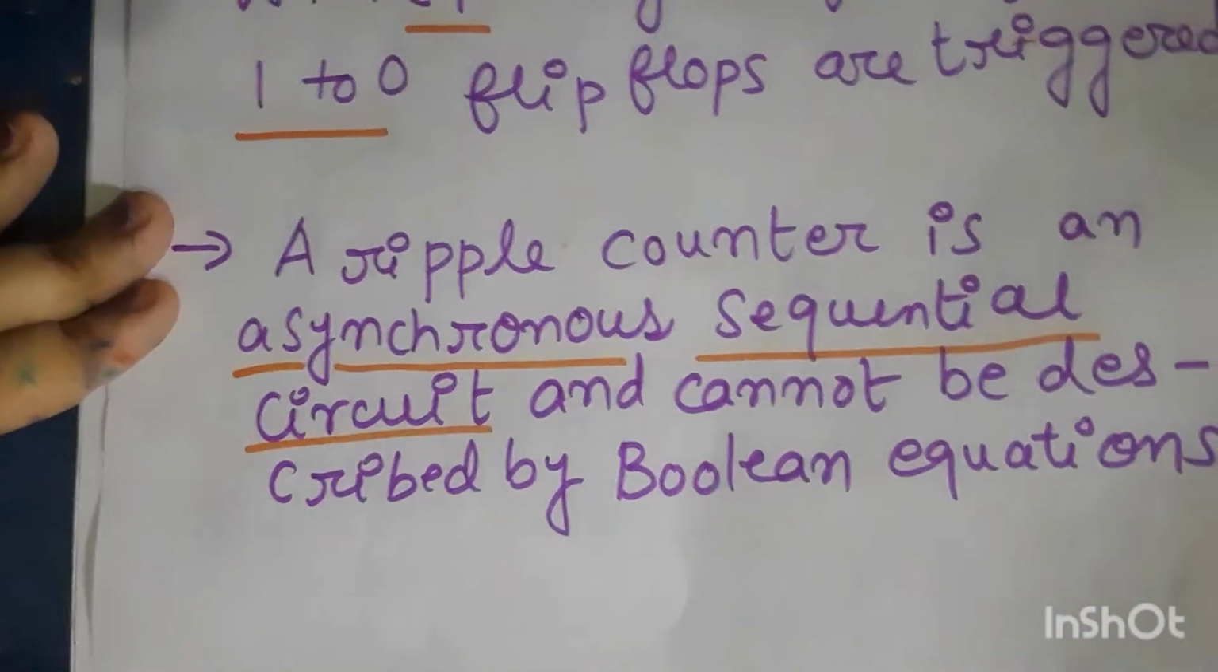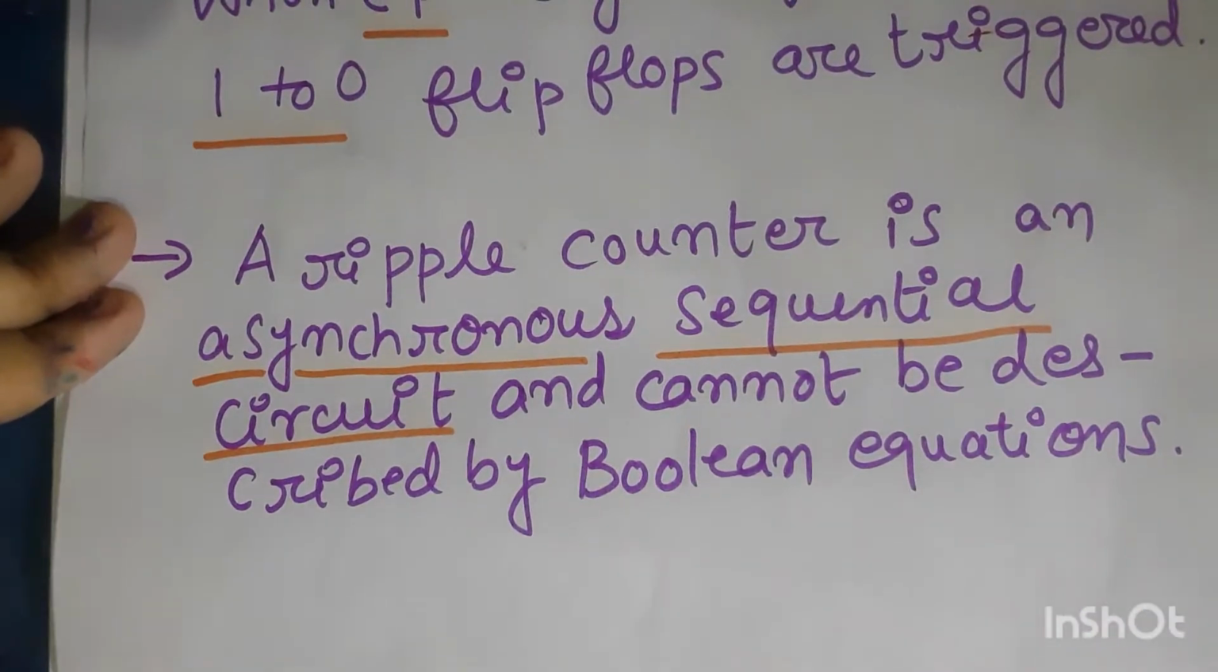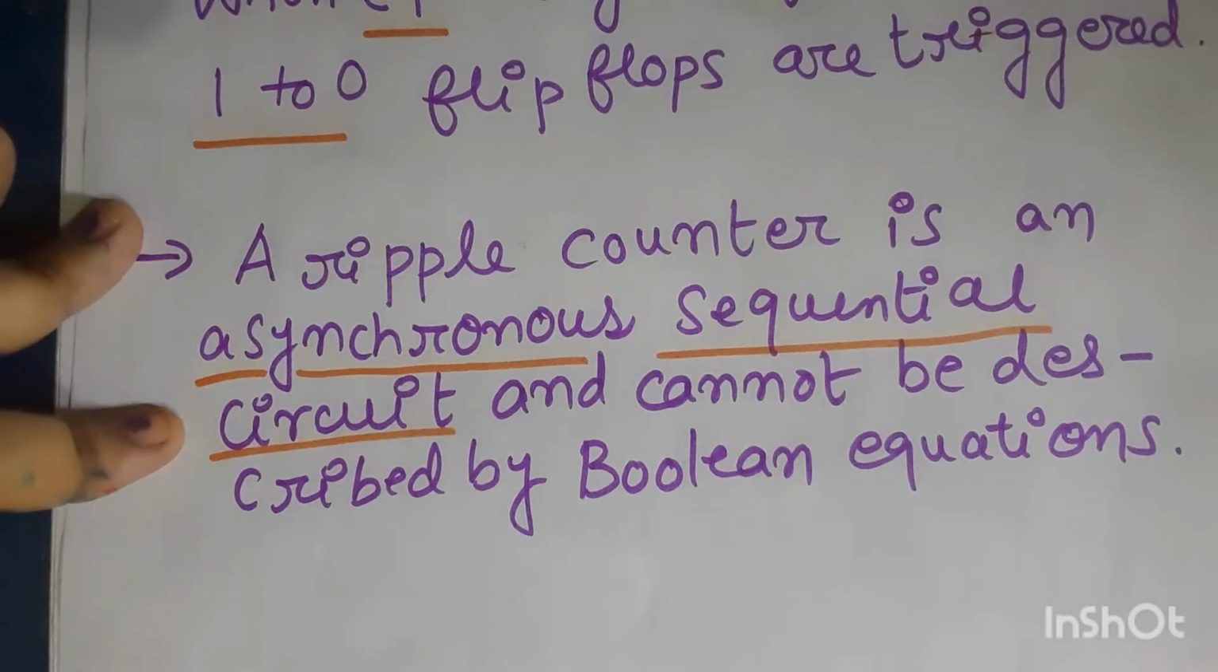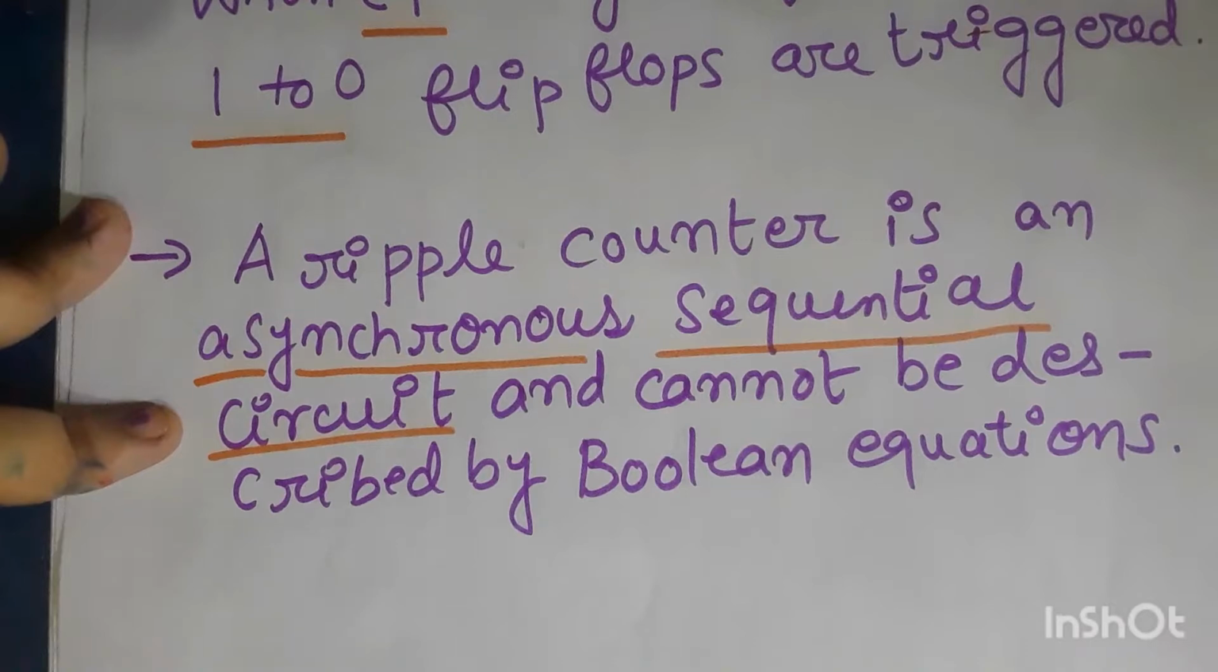Another very important point to be noted is that a ripple counter is an asynchronous sequential circuit. Asynchronous, okay? So they cannot be described by Boolean equations. The approach we use with Boolean equations, writing the truth table, then K-map, deriving the circuit, those things we cannot do in the case of an asynchronous sequential circuit.